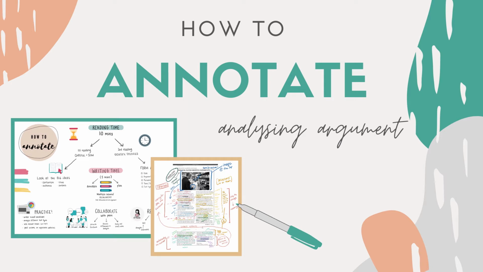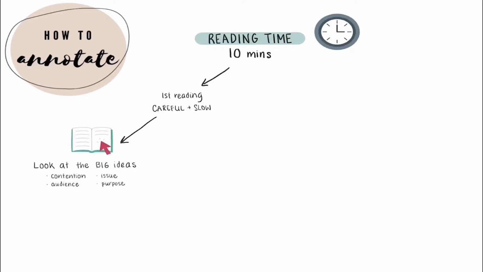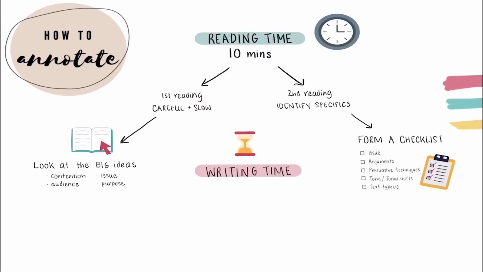Today we are going to learn how to annotate an article for an argument or language analysis. During the exam, you will have 15 minutes for reading. We suggest spending 10 minutes reading section C carefully and slowly. You want to look for the big ideas, aka the contention, issue, audience, and purpose. If you still have time, start identifying the specifics, for example, the tone, arguments, and persuasive devices used.